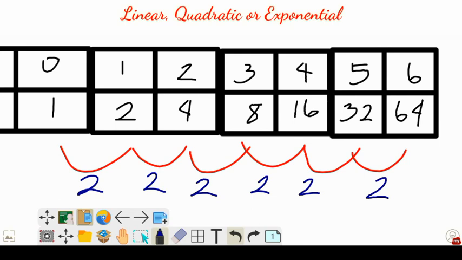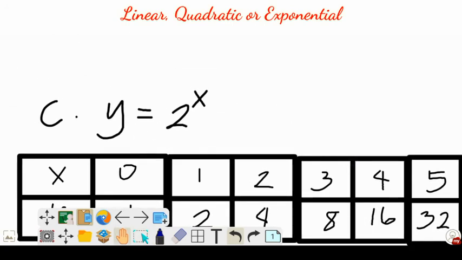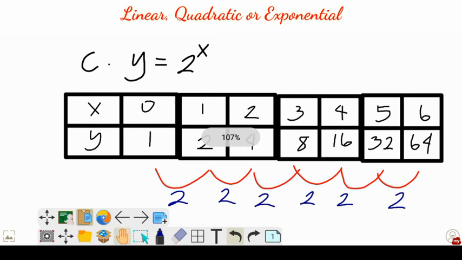So yan po yung illustration natin sa exponential functions if magkakaroon tayo ng equal ratios in y. So equal ratio niya is 2, since yung ating function is may base siya na 2. So we can conclude that our table is an exponential function. So ganun po yung way kung paano natin i-describe kung ang mga table of values is linear, quadratic, or exponential function.